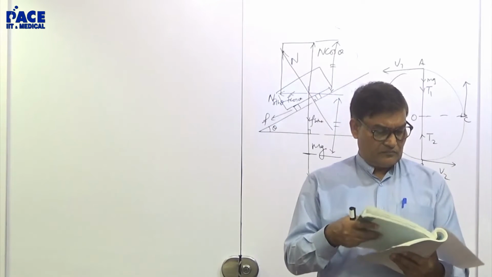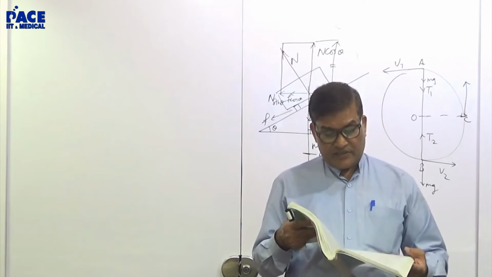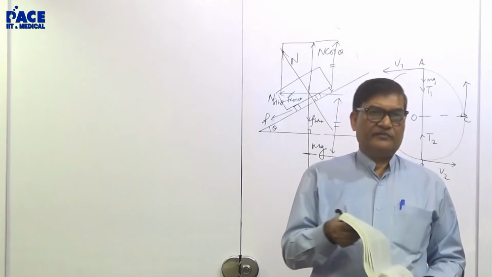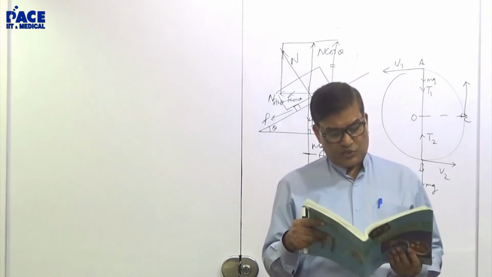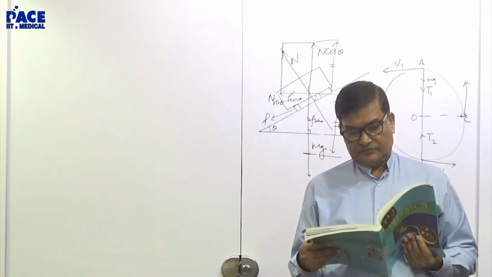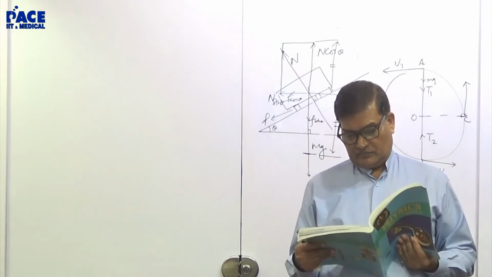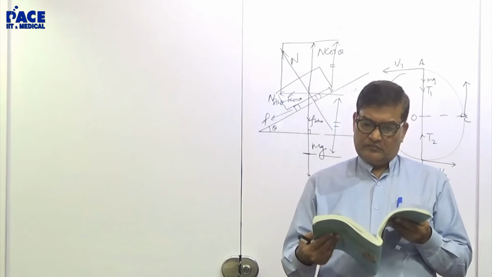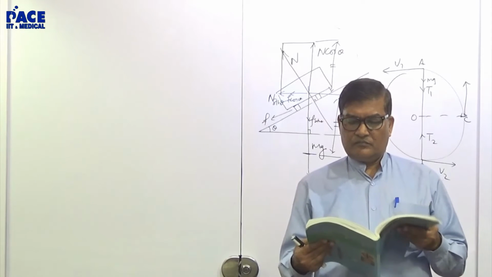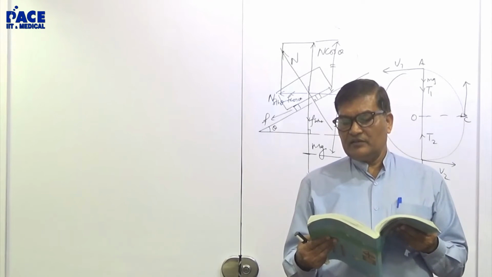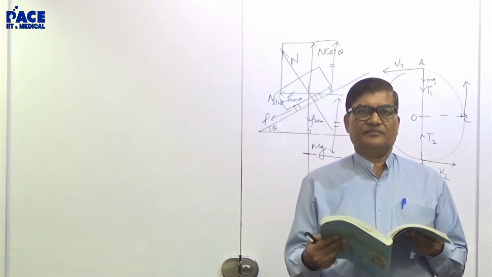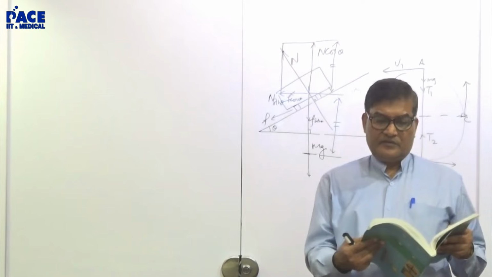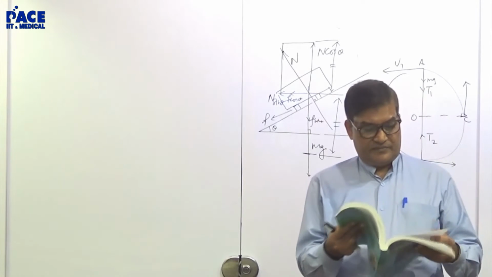Then diagram of Quincke's tube experiment. Then analytical method to find the frequency of beats.